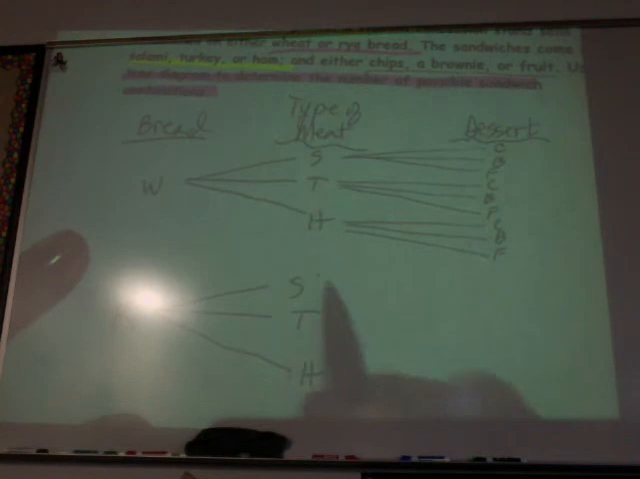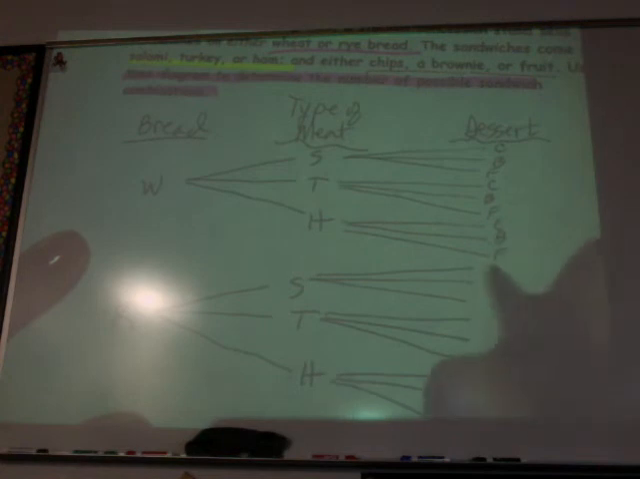And then same thing down here. 3 choices here, 3 here, and 3 here. Chips, brownie, fruit, for each.